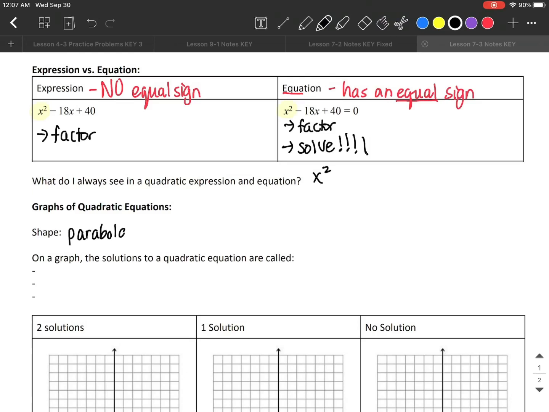We talked about this before. In case you forgot what a parabola looks like, it is a U shape, like that. Or you could have an upside down U shape, like that. So that's what a graph of a quadratic equation looks like.